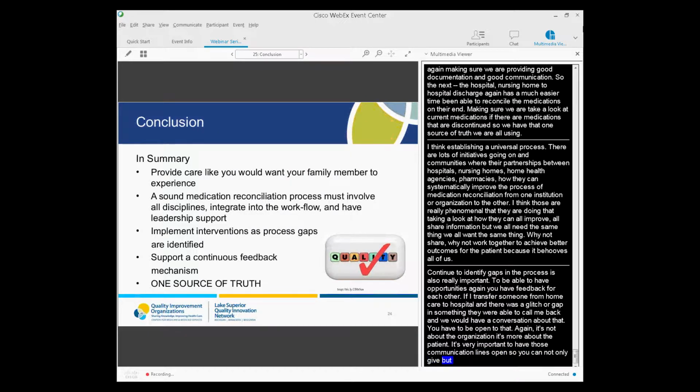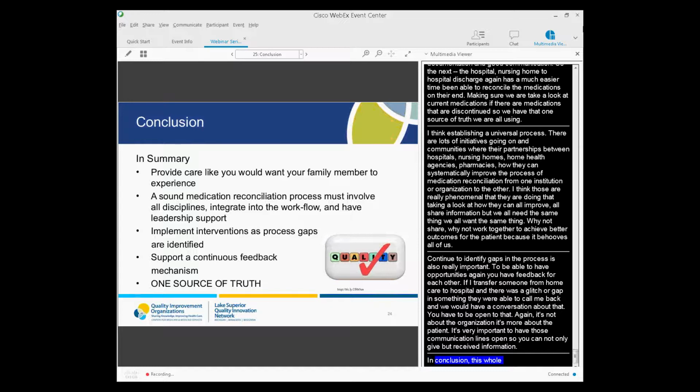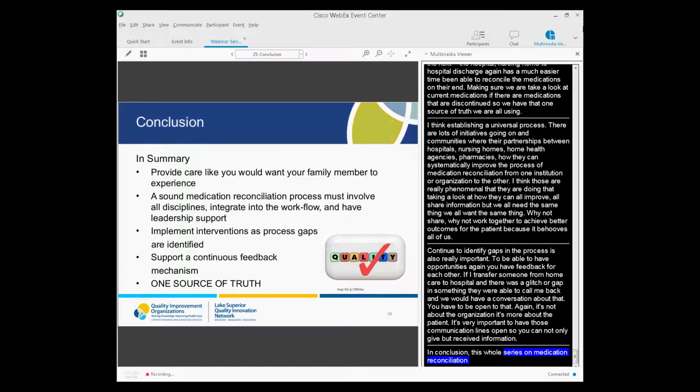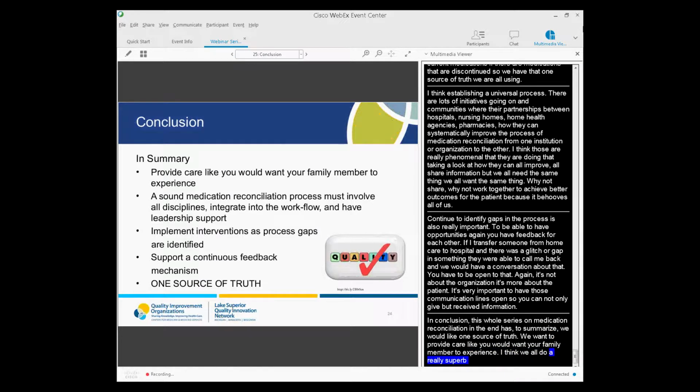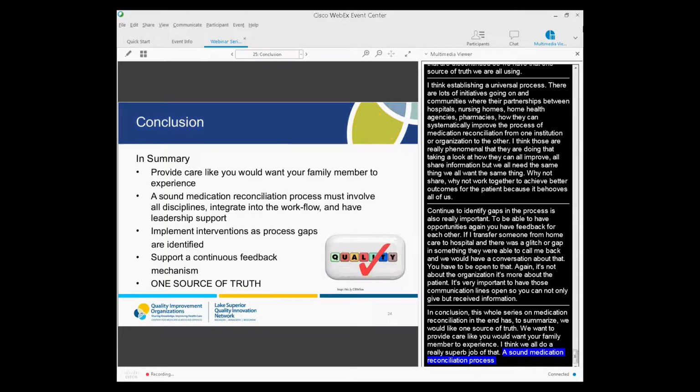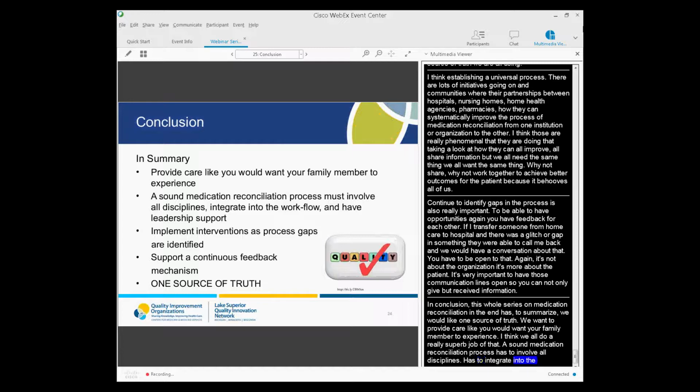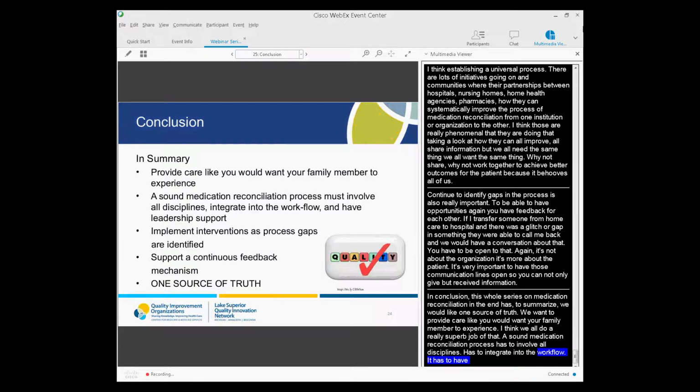So in conclusion, to summarize this whole series on medication reconciliation, we would like one source of truth. We really want to provide care like you would want your family member to experience, and I think we all do a really superb job of that. A sound medication reconciliation process has to involve all disciplines. It has to integrate into the workflow. It has to have leadership support. There has to be really good communication and buy-in. It has to become part of the culture.